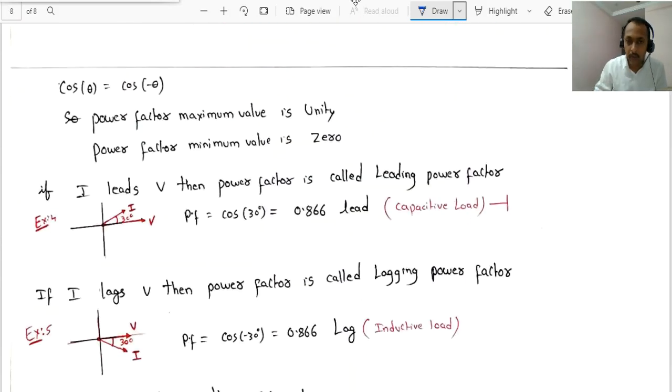Now, the power factor maximum value is unity and the minimum value is 0. This is trigonometric basics: cos of theta equals cos of minus theta. It means cos 30 degrees is the same as cos of minus 30 degrees. Both give the same answer. Looking at this diagram, immediately you should say I is leading voltage. Under which case? Capacitive. For capacitors you will get such a phasor diagram. Very important: capacitive load, current leads voltage.